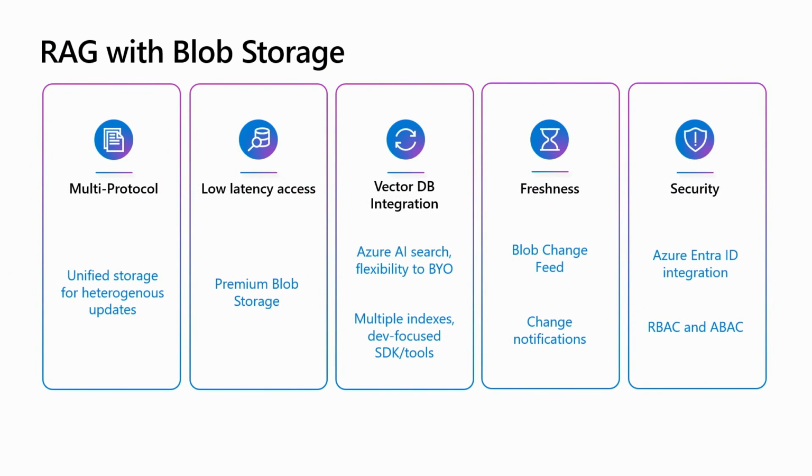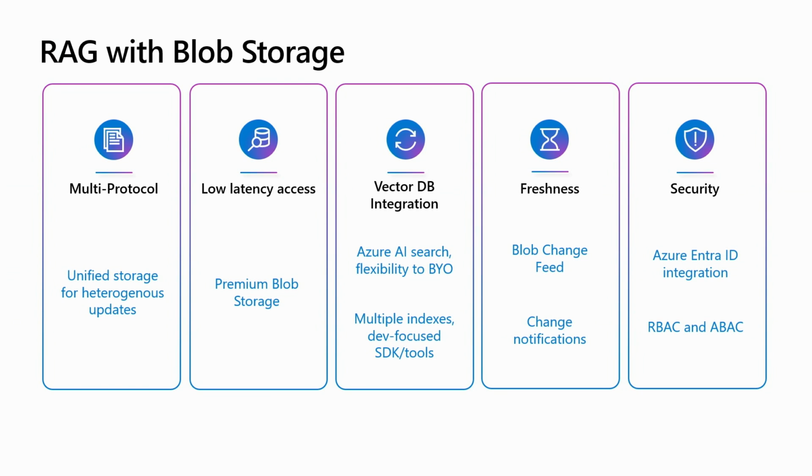So what we do with blob storage here, the multi-protocol stuff helps. For low latency access, we have this fantastic service called Premium Blob Storage that's been in GA since 2019. It's fully SSD backed, much lower latency, much better for this scenario. We have great integration with Azure AI services, as you'll see in the demo, and you can bring your own infrastructure pieces, your orchestrators, your vector databases.